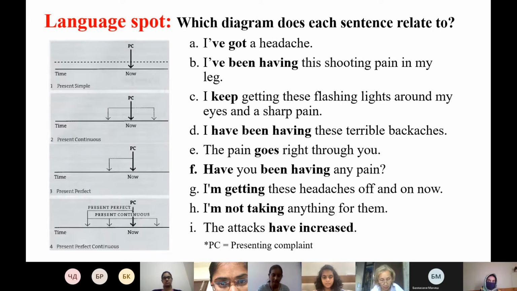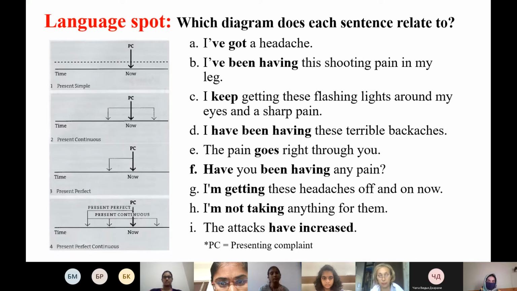Then Chapavidya Dharani. The next sentence. G: I'm getting these headaches off and on now. What is the tense? Present continuous. Yes, present continuous. And you see that "now" shows that it should be present continuous. This is the time marker for present continuous.